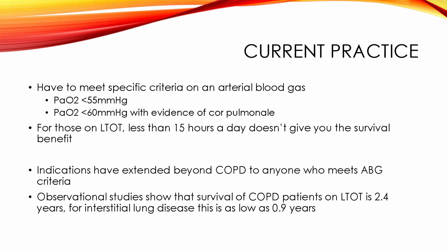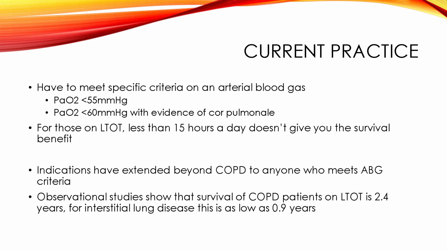Well, the current practice is that to receive domiciliary oxygen therapy, you need to meet specific criteria on an arterial blood gas. So you need to have a PaO2 of less than 55 or less than 60, that safe number, if you have evidence of right heart failure called cor pulmonale. That doesn't have to be an echo. It can be evidence of peripheral edema, a loud second heart sound or right ventricular heave. It can be ECG changes, anything that would suggest that there's strain on the right side of the heart. We tell people that they need to use their oxygen for at least 15 hours per day, 8 hours overnight, and then another 8 hours through the day somewhere. And the indications have extended beyond COPD to anyone who meets those blood gas criteria. So any chronic respiratory disease.